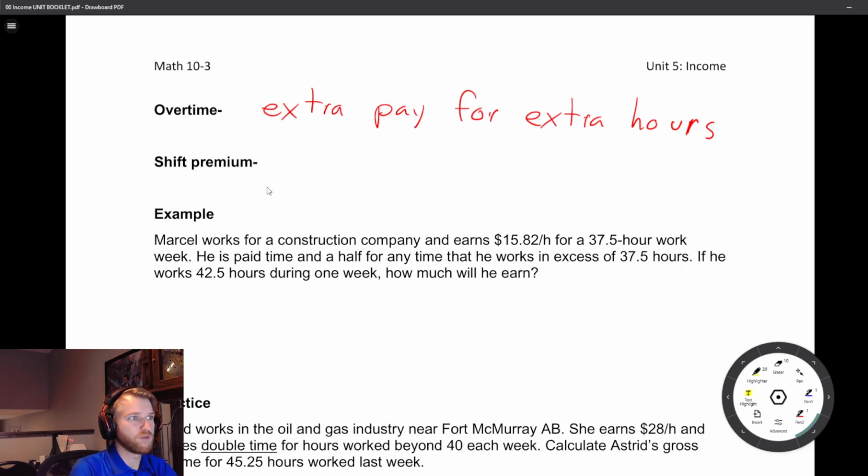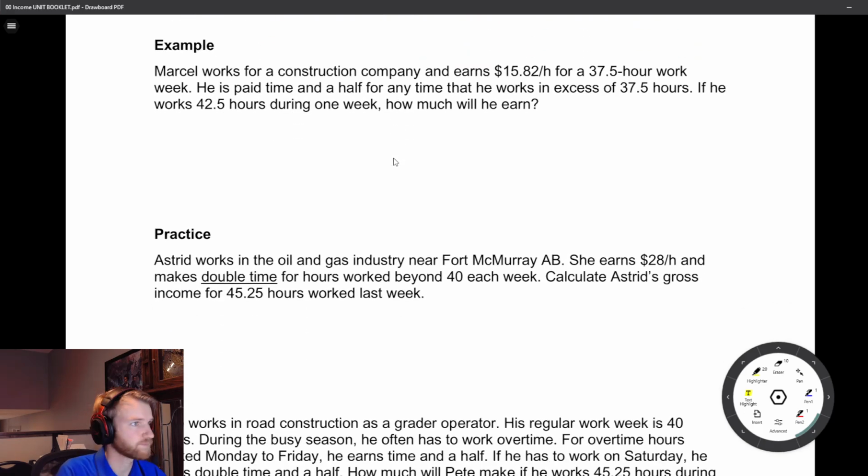A shift premium is very similar, but this is extra pay for different hours. If you are working on a holiday, you might get extra pay for that, or if you have to work at a certain time of night, a night shift might get an extra 50 cents or $1 an hour. They're both very similar ideas. You're just getting extra money for working at different times.